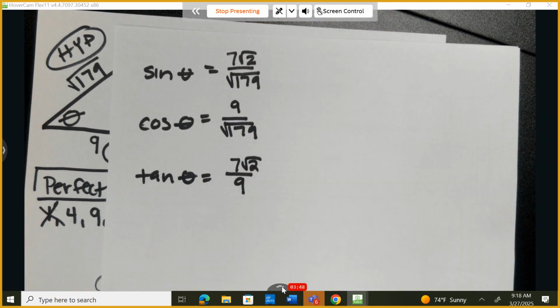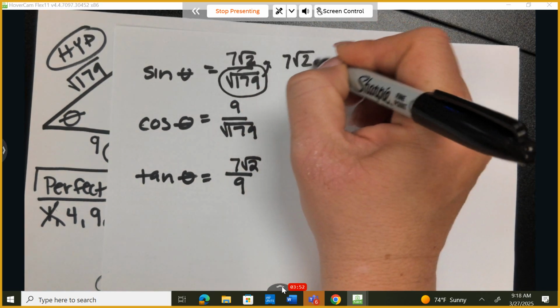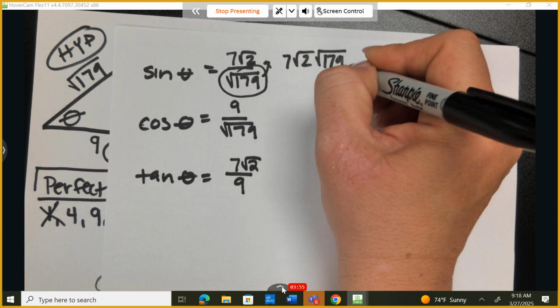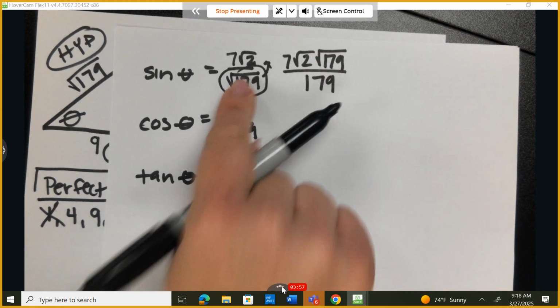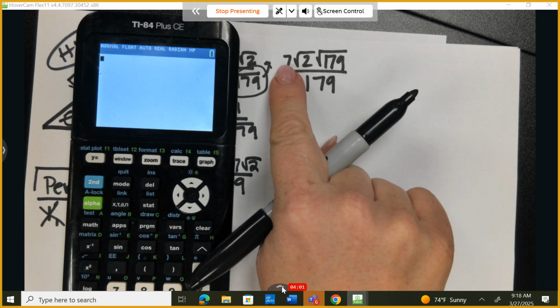Now let me put these into proper form. Mathematically, this is all correct. Proper form we talked about yesterday, we're going to throw this up top. So 7 square roots of 2 times the square root of 179 all over, I'm going to rewrite that number with no square root. But we're not in the final form here. I'm going to multiply. Notice there's 3 values.